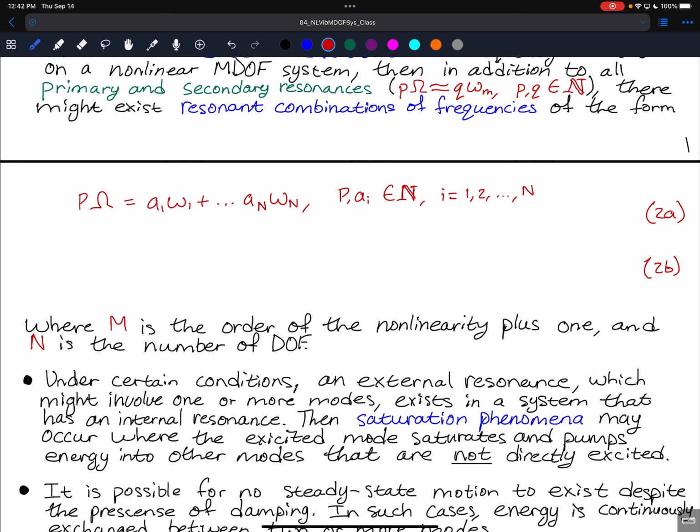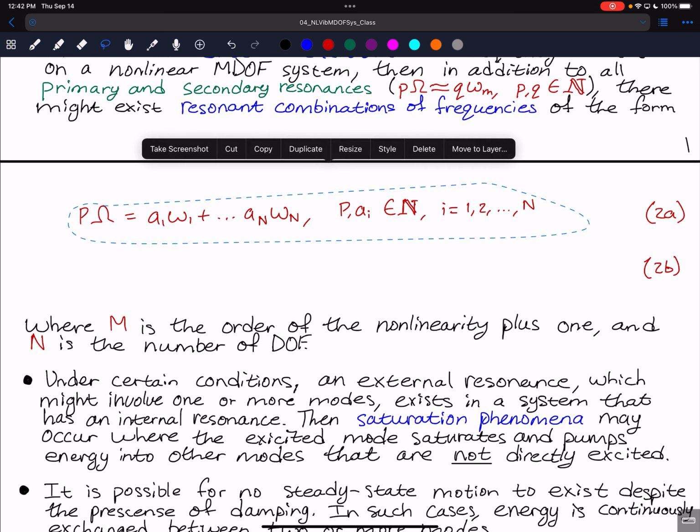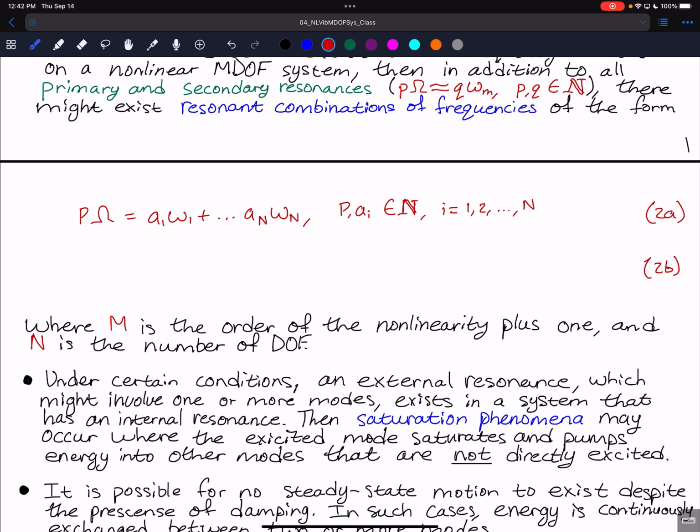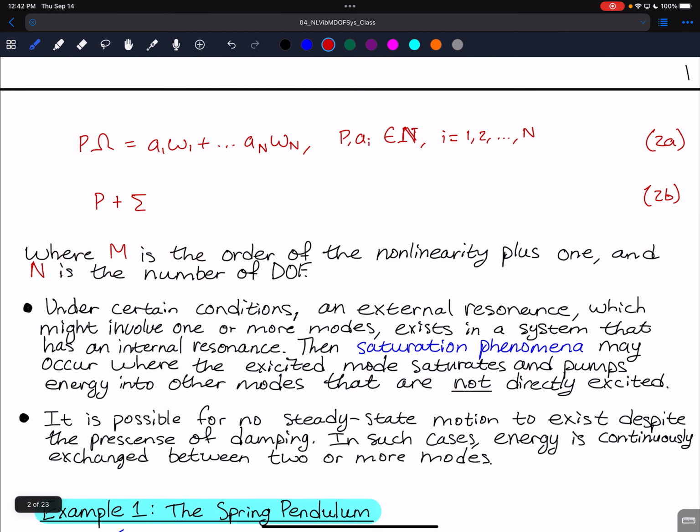In this case, we can also then say that P plus the summation from lowercase n equals 1 to big N of the absolute value of A_n must be equal to M, where M here is the order of the nonlinearity, so 3 if it's cubic, plus 1, so it would be 4 if it was cubic. And N again is the number of degrees of freedom.